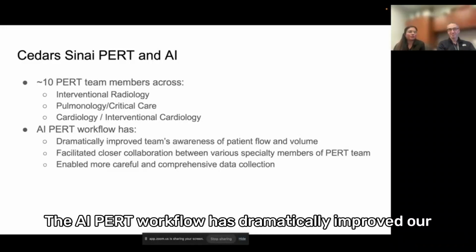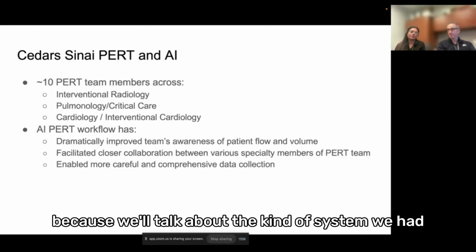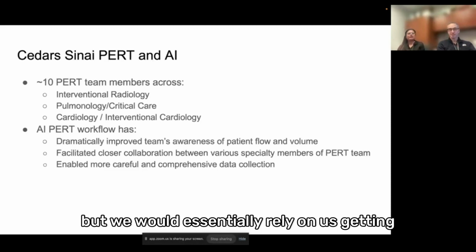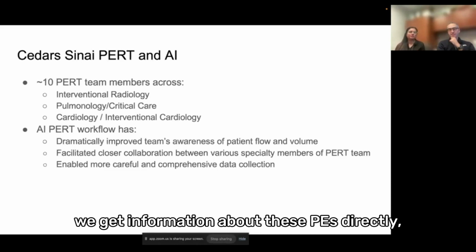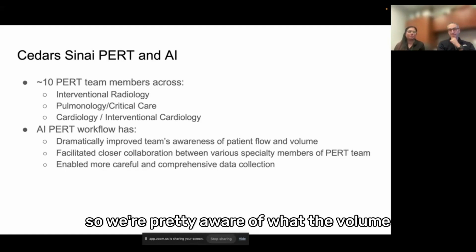The AI PERT workflow has dramatically improved our team's awareness of patient flow and volume. Let's talk about the kind of system we had before we had AI. We would essentially rely on getting consultations from the primary teams. But now we get information about these PEs directly, so we're pretty aware of what the volume and the flow is.